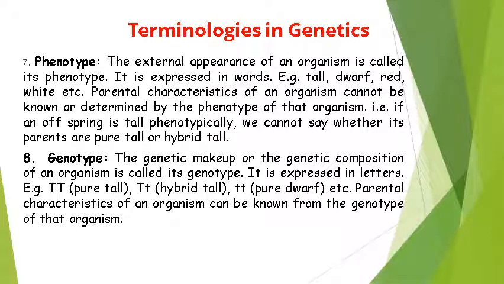Okay, just by seeing that person. But genotype is the genetic makeup or the genetic composition of the organism. It indicates whether that organism is homozygous tall or heterozygous tall. Like capital T capital T means pure tall or homozygous tall. Capital T small t means hybrid tall. And small t small t means the organism is recessive or dwarf, you can say.